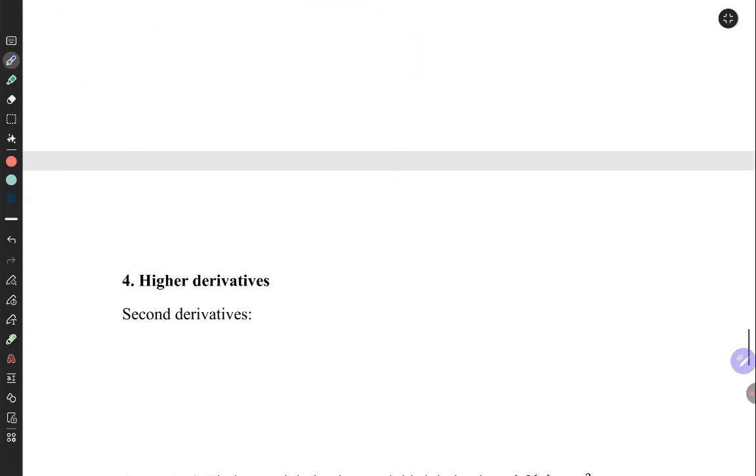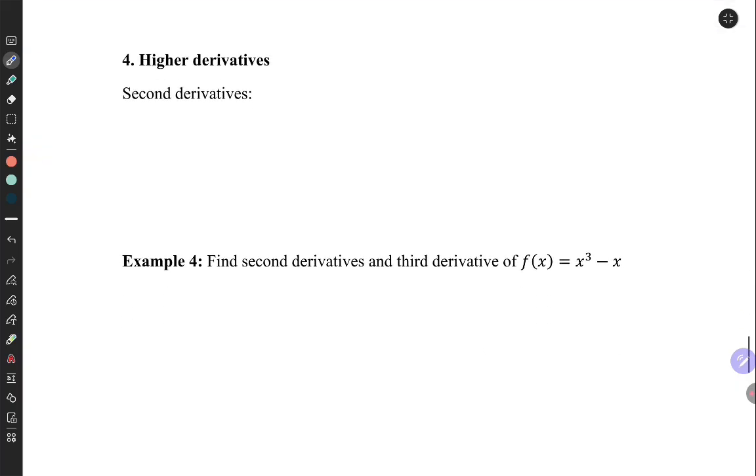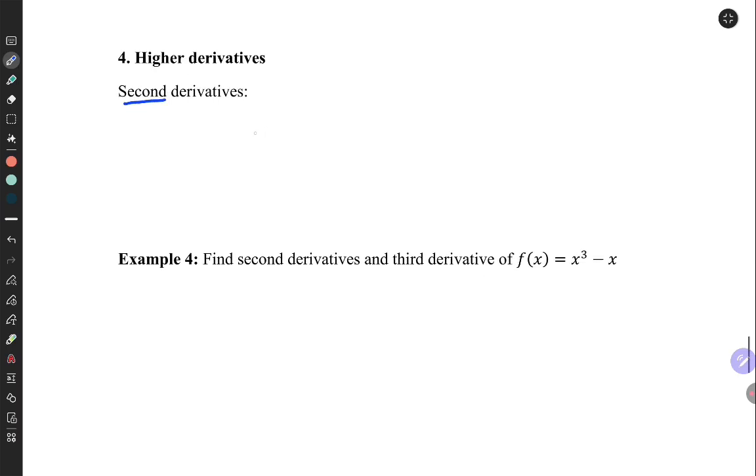All right. Next thing, higher derivative. Okay, this one relatively simple, because if you're able to take the first derivative, you should be able to take second and third derivative. What does it mean by second derivative? You take the derivative twice. That's it. Or another way of saying it, in plain English, derivative of derivative.